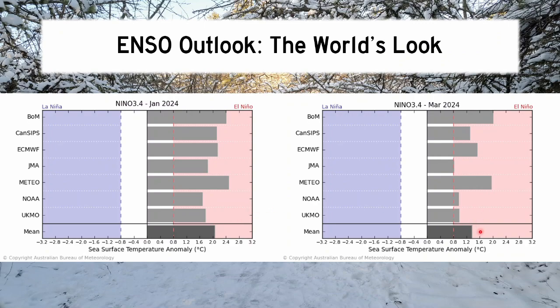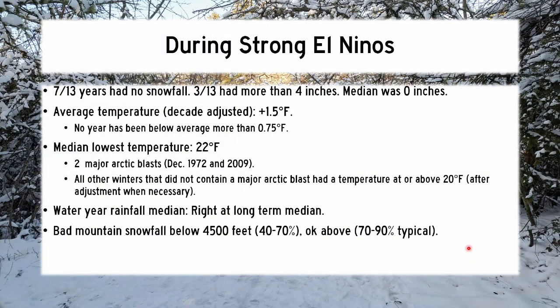But March had a marked change towards neutral, and rather than being in the strong El Nino category, but not as strong as January, it's now in the moderate El Nino category. So it might not last as long as we previously thought, but I still think that a strong El Nino is going to be our primary atmospheric factor. So what happens during strong El Nino?